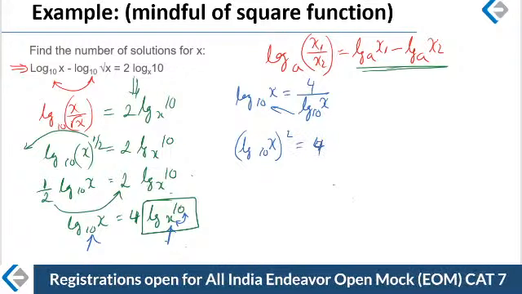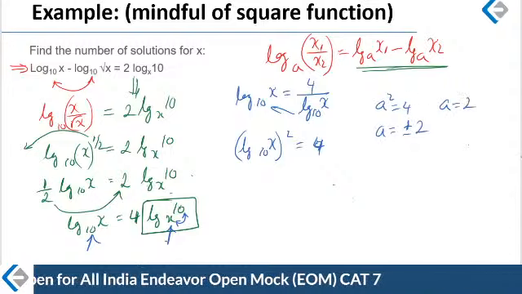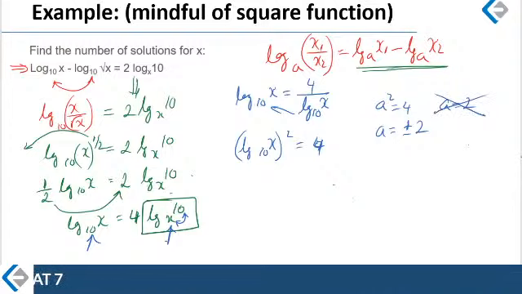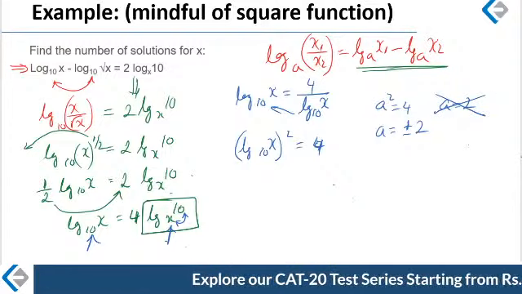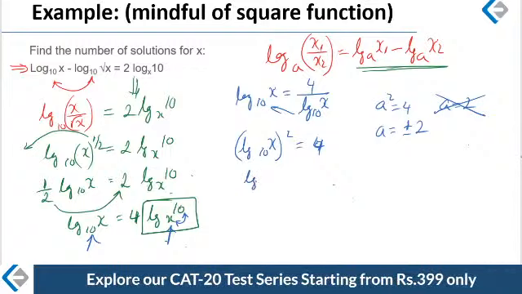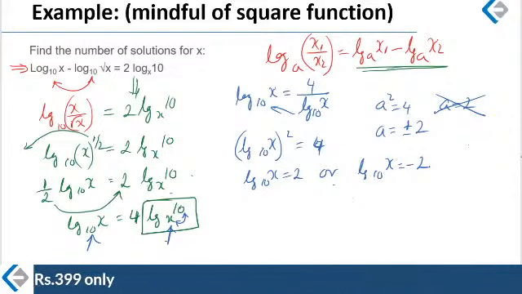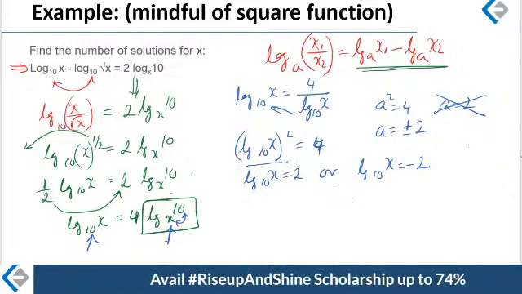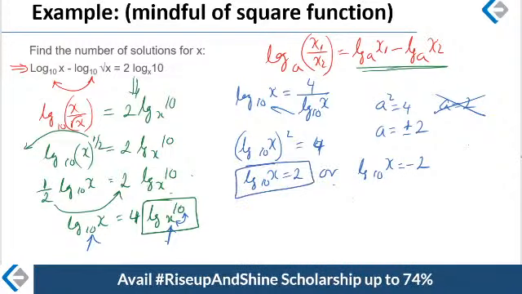It is something like you reached a situation where a square is equal to 4. If a square is equal to 4, what is a, friends? Plus or minus 2. Don't write a is equal to 2. Wrong. You must write it as plus or minus 2 here. So log x to the base 10 is equal to 2, or log x to the base 10 is equal to minus 2. Two cases, because you took the square root on both sides: either plus 2 or minus 2.